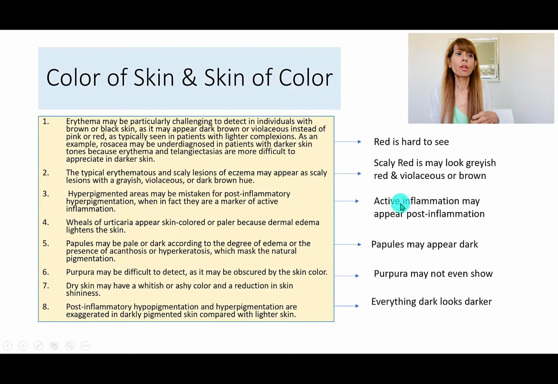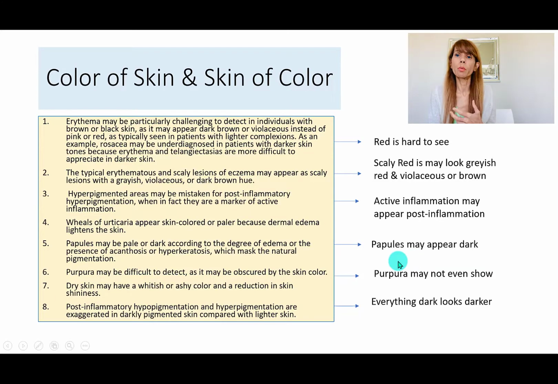Active inflammation may appear as post-inflammation. So you may not feel that it is actually active inflammation. You may think that, oh, this is just post-inflammation because it is hyperpigmentation. Hyperpigmentation in darker skin color will set in very fast. So you may misdiagnose it and think that it is post-inflammatory hyperpigmentation, whereas it may actually be active inflammation going on. Papules, for example, in darker skin color are going to appear darker.